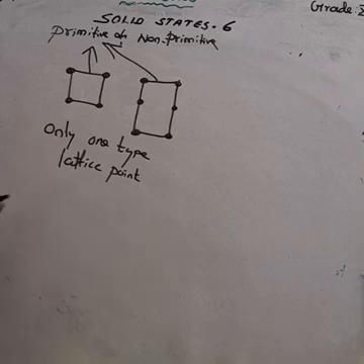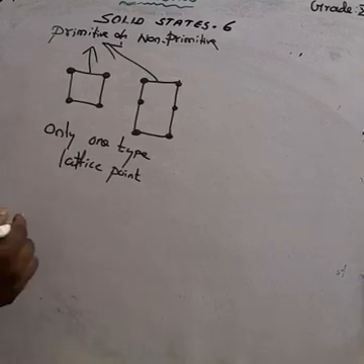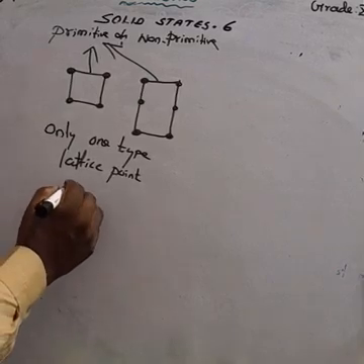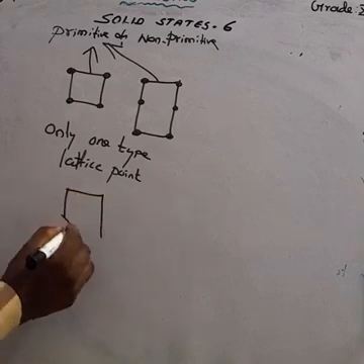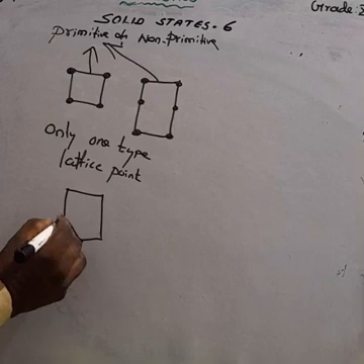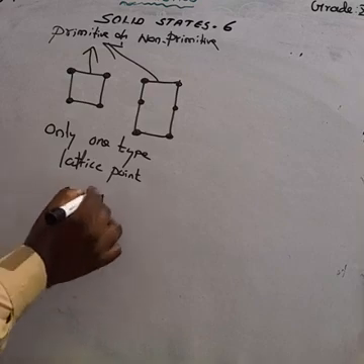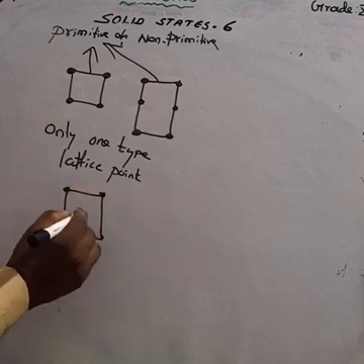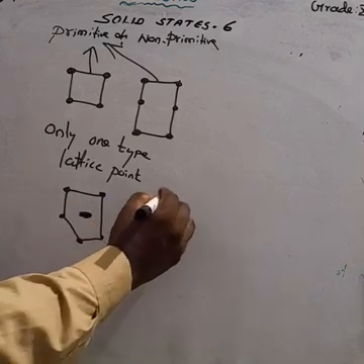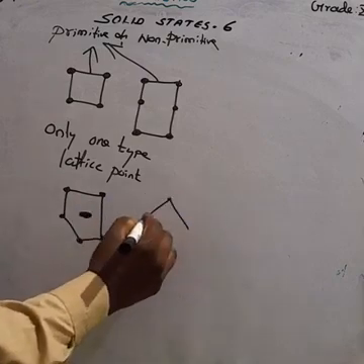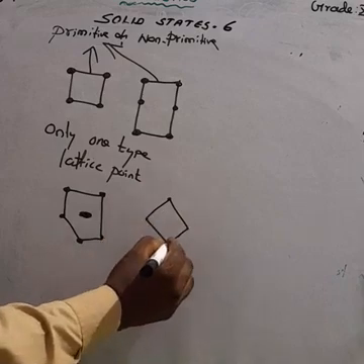What about the non-primitive unit cell? There are additional lattice points either on the face of the unit cell or within the unit cell. Suppose an atom is present at the center or anywhere else, that we call a non-primitive unit cell.